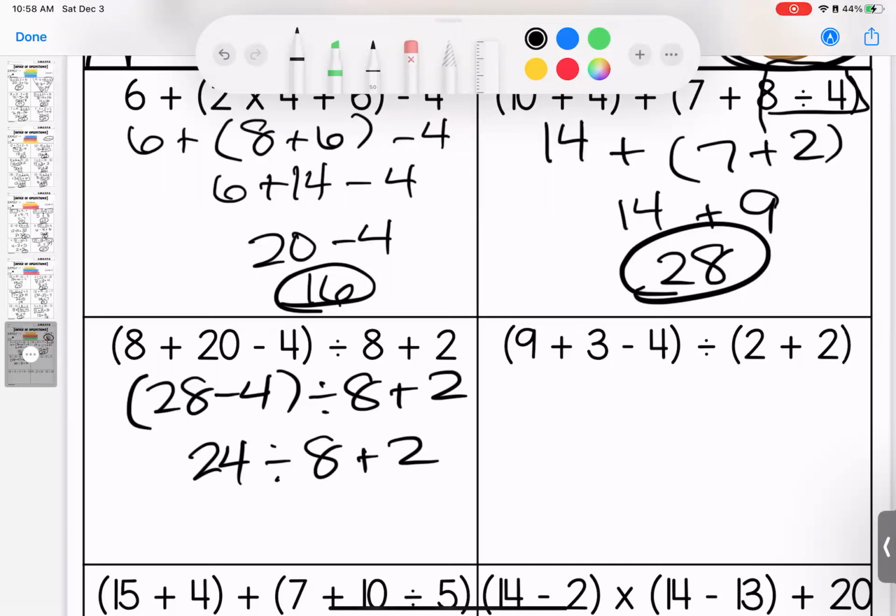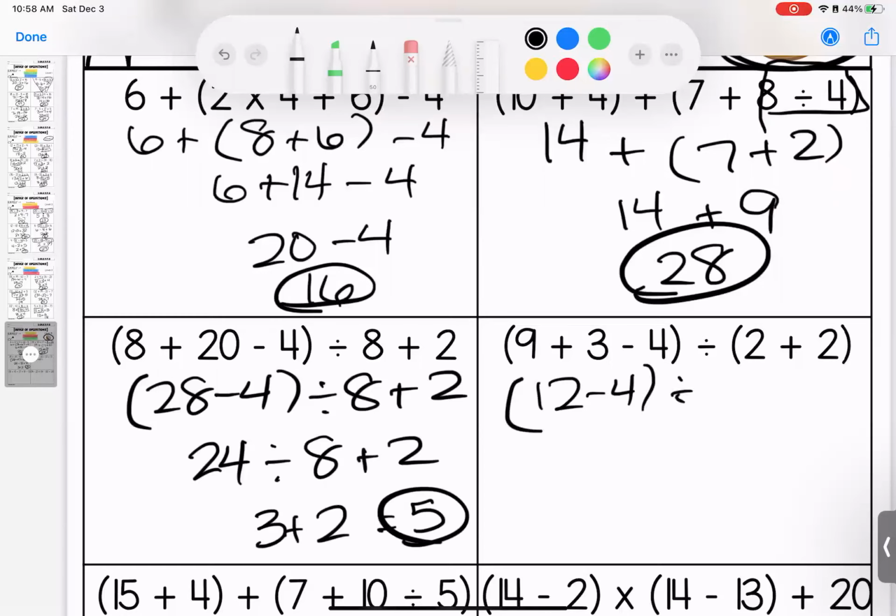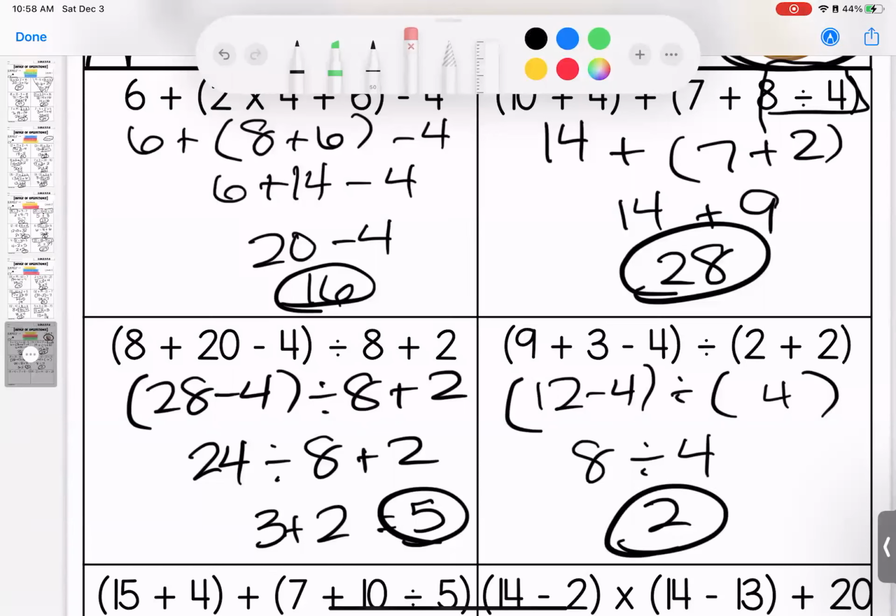24 divided by 8 is 3. 3 plus 2 is 5. Next one, 9 plus 3 is 12. 2 plus 2 is 4. 12 minus 4 is 8. 8 divided by 4 is 2. We didn't need these parentheses. Sorry, have it. Wouldn't make it wrong, but we didn't need them, so I want to stay consistent.